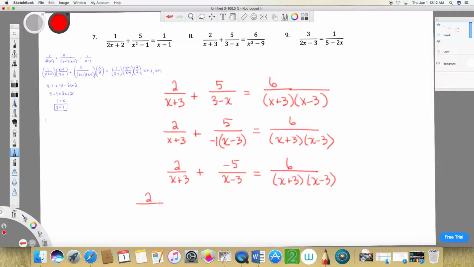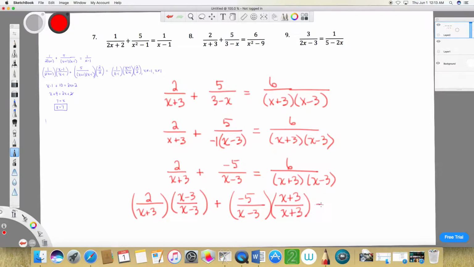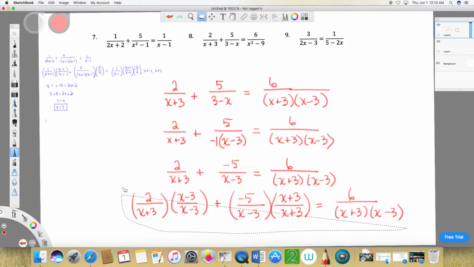So I've got 2 over x plus 3. That's missing a factor of x minus 3. This negative 5 over x minus 3, that denominator is missing a factor of x plus 3. And on the right-hand side, I have the denominator that I want. So I don't have to do anything to it. Let's shrink this up a little bit, give ourselves some room.